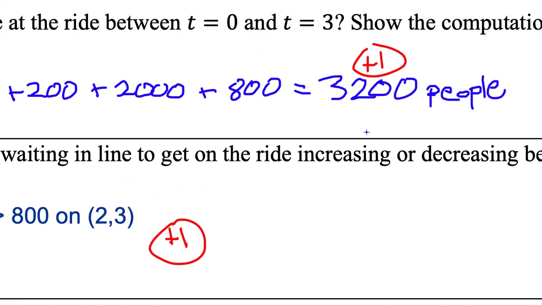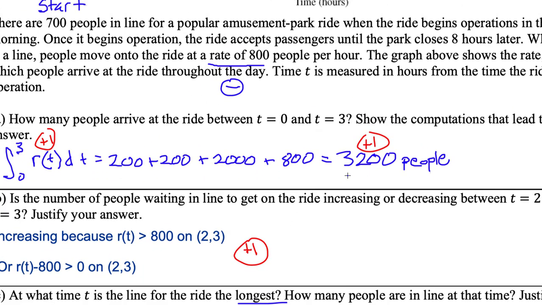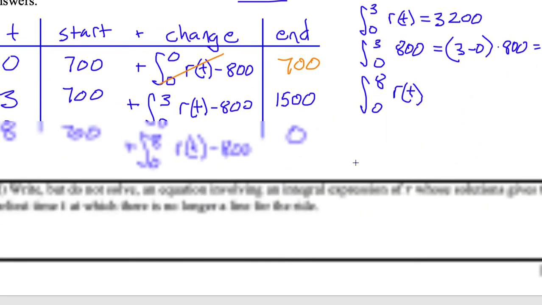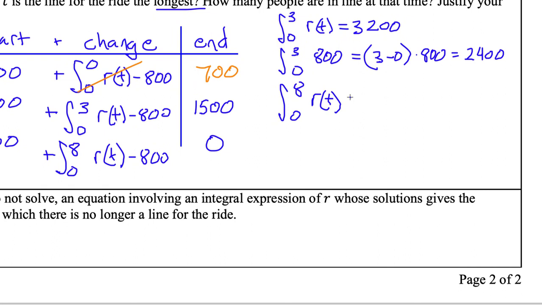So 1,800 plus the original amount that we found before, that's going to be 5,000. Is that right? Yeah, 5,000. So if I come back down here, that's going to equal 5,000. And then I need to find the integral between 0 and 8 of 800.